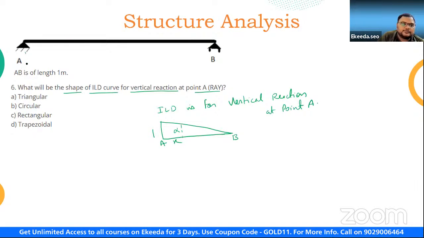See, at this point A, we had taken a vertical reaction in y direction. So I will apply 1 unit load in this direction and see that what will be, see here it will be 0. So we will join these 2 points. So this is nothing but what? This is a triangular shape. So what should be the correct option for this one? Correct option is option A, that is triangle.